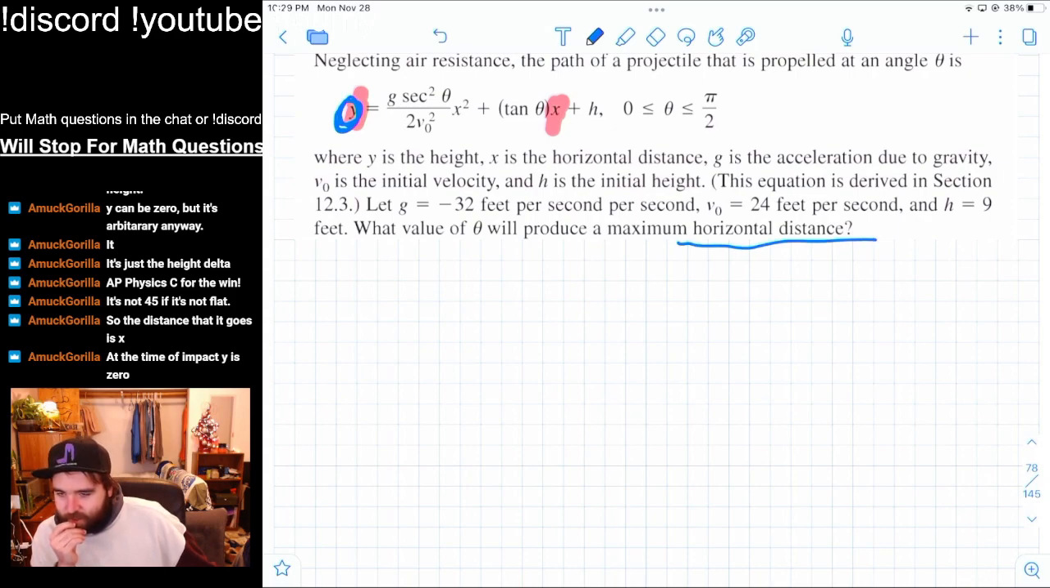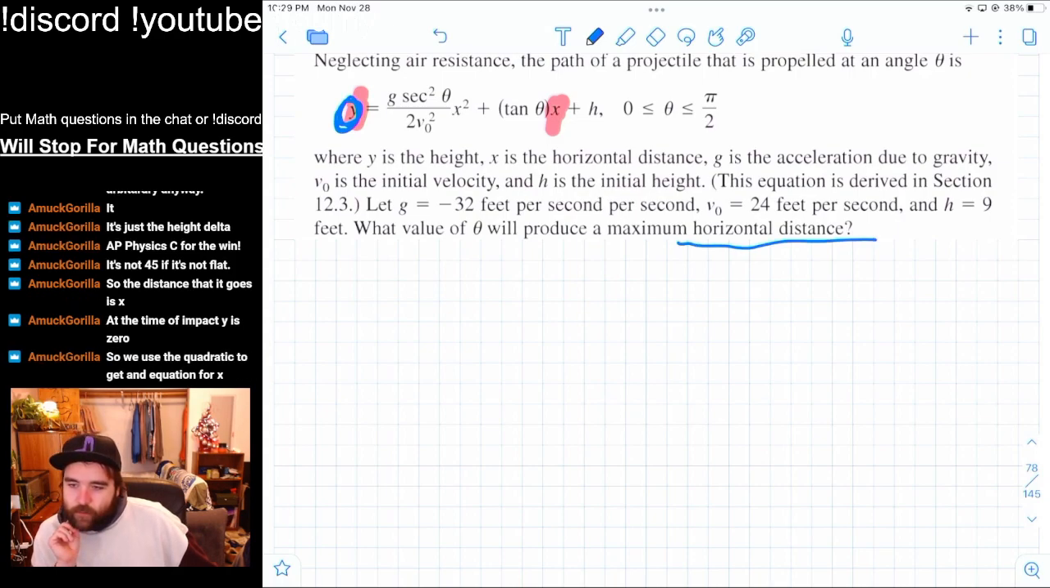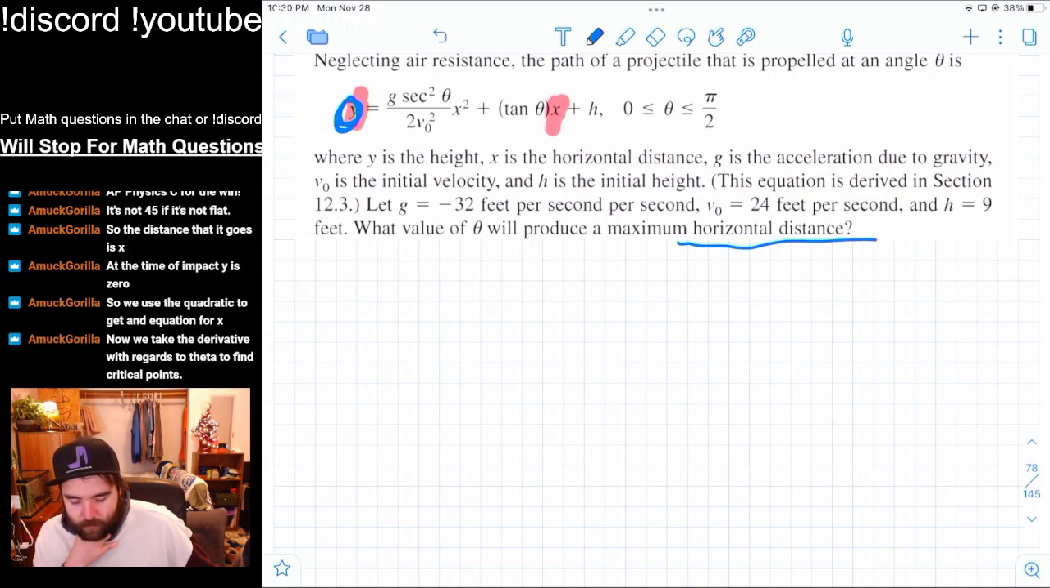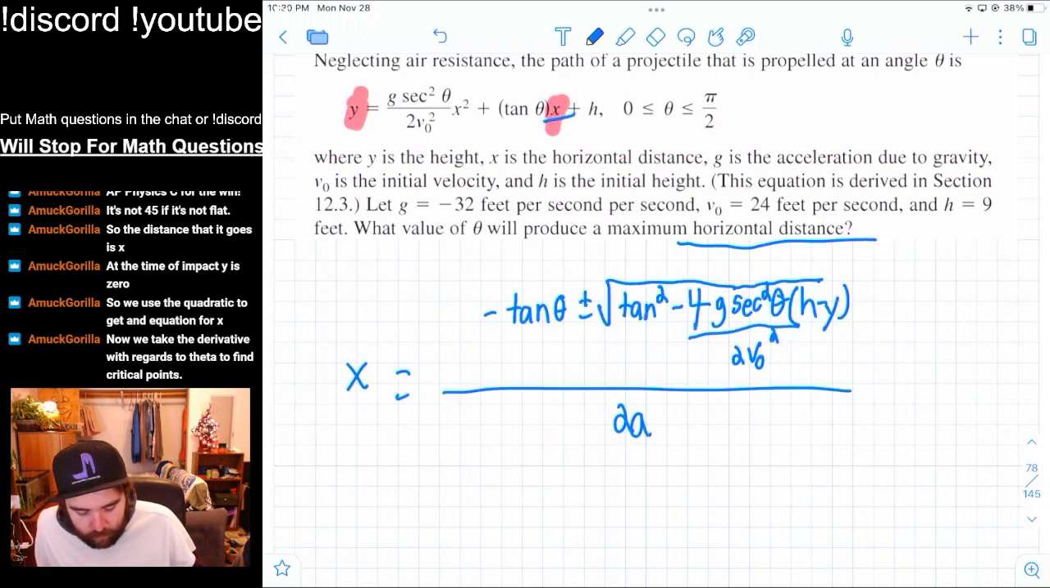Yeah, so I mean, I get the time of impact y is 0. And so that's just going to get us the distance traveled. Okay, so the distance traveled until it hits the ground. Yeah, okay. So we want to know when it hits the ground. We want to know the x value that it hits the ground again. Oh yeah, it's also starting up in the air. So we want to know the x value that it hits the ground. So that's why we say that y equals 0. So then we can use the quadratic formula.